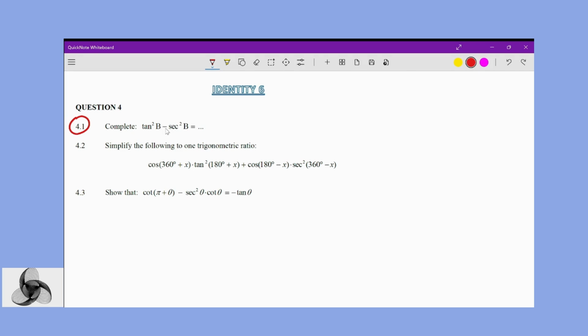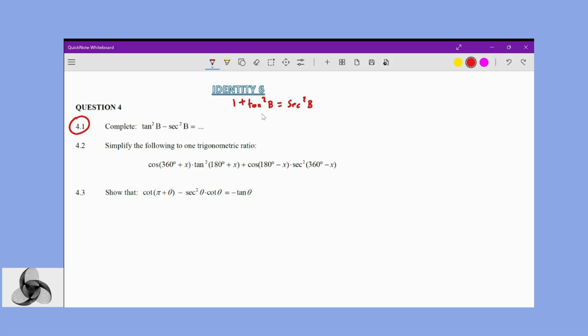You are given tan squared of b minus sec squared of b. This one is very simple, our simplest one mark ever. It's given in the formula sheet. In the formula sheet, you will see that you have something like this: 1 plus tan squared, I'll just put a b, but in the formula sheet it says x, is equal to sec squared of b.